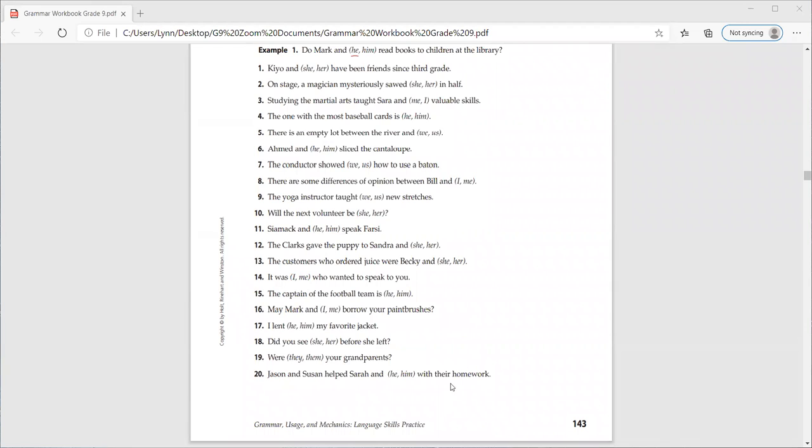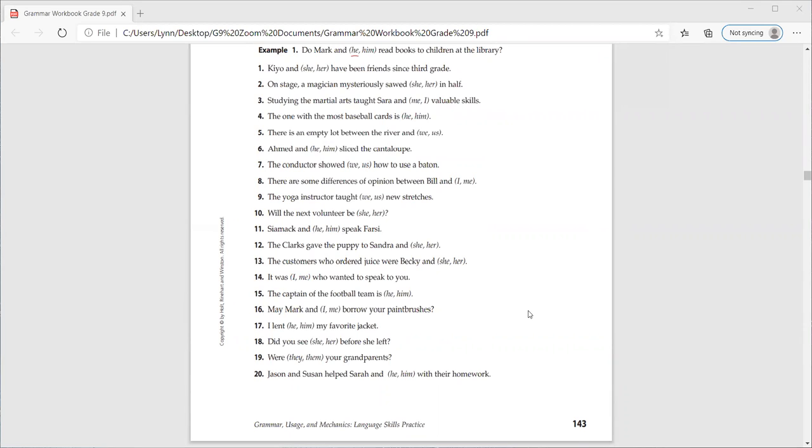Yes, Hannah. Miss, number 7, us would be the direct object, right? Yes. The conductor showed us how to use a baton. Yes, thank you. You're welcome. All right, any more questions?